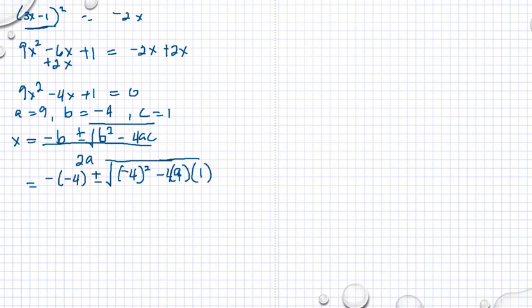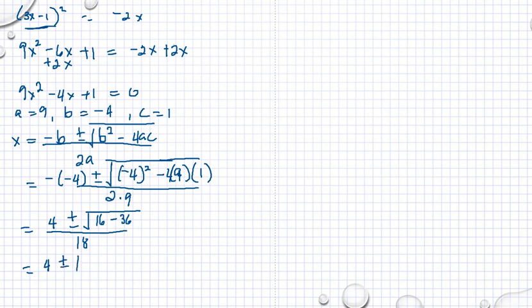Divided by 2 times 9. So that we have 4 plus minus the square root of 16 minus 36 divided by 18. Simplifying, we have 4 plus minus the square root of negative 20 divided by 18.